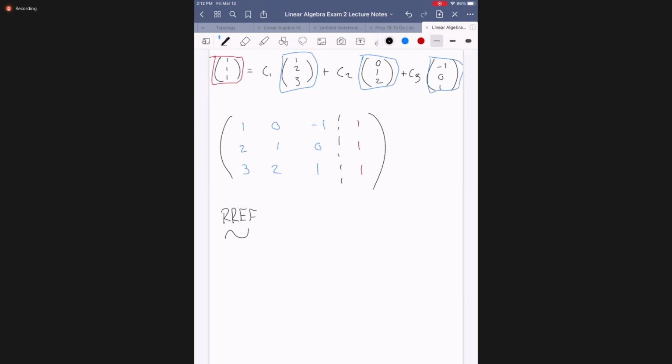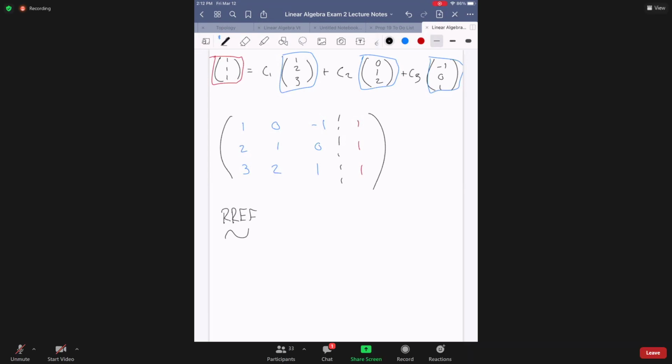And if you RREF this, we get the following row reduced echelon form. So we get 1, 0, minus 1, 0, 1, 2, 0, 0, 0, and then over here you're gonna have 1, minus 1, 0. Okay, so now from here, what do we have?